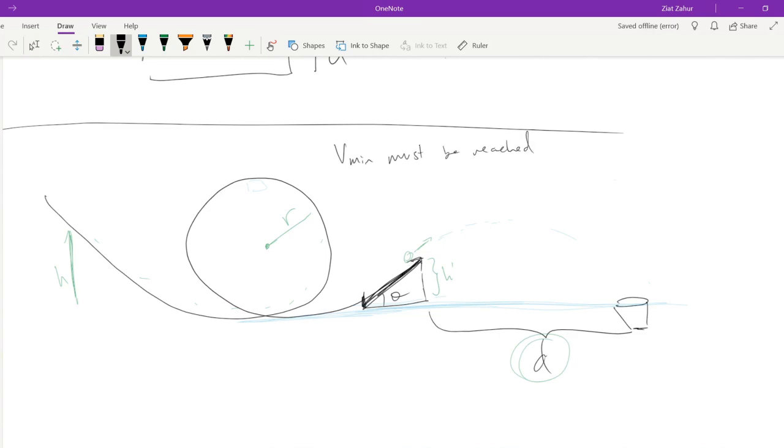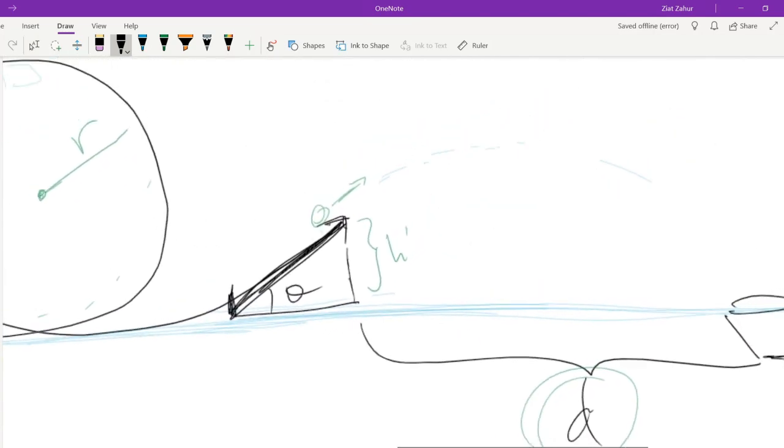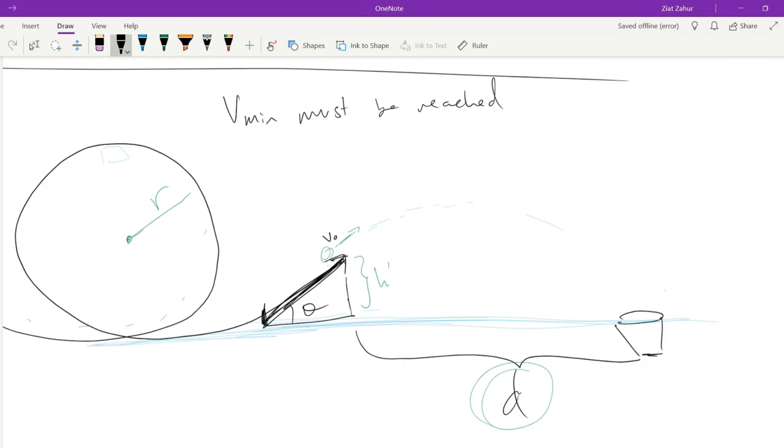Because if you don't reach V min to negotiate the loop, then you can never even get to the ramp in the first place. Once you determine what the V min is, this will determine what your exit velocity is. In this case, we'll call this V0, leaving at angle theta. V min determines V0. And once you determine what V0 is based on your angle, this will determine D.